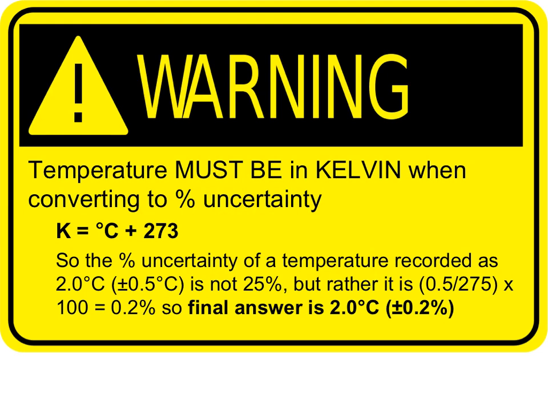So for instance, if a temperature is recorded as 2.0 degrees Celsius plus or minus half a degree Celsius, our percent uncertainty is not 25%. It's really 0.5 degrees Celsius out of 273 plus 2, so 275. So our percent uncertainty is really only 0.2%. So we would then report this as 2 degrees Celsius plus or minus 0.2%, because when you convert to percent uncertainty with temperature, you have to be in Kelvin.